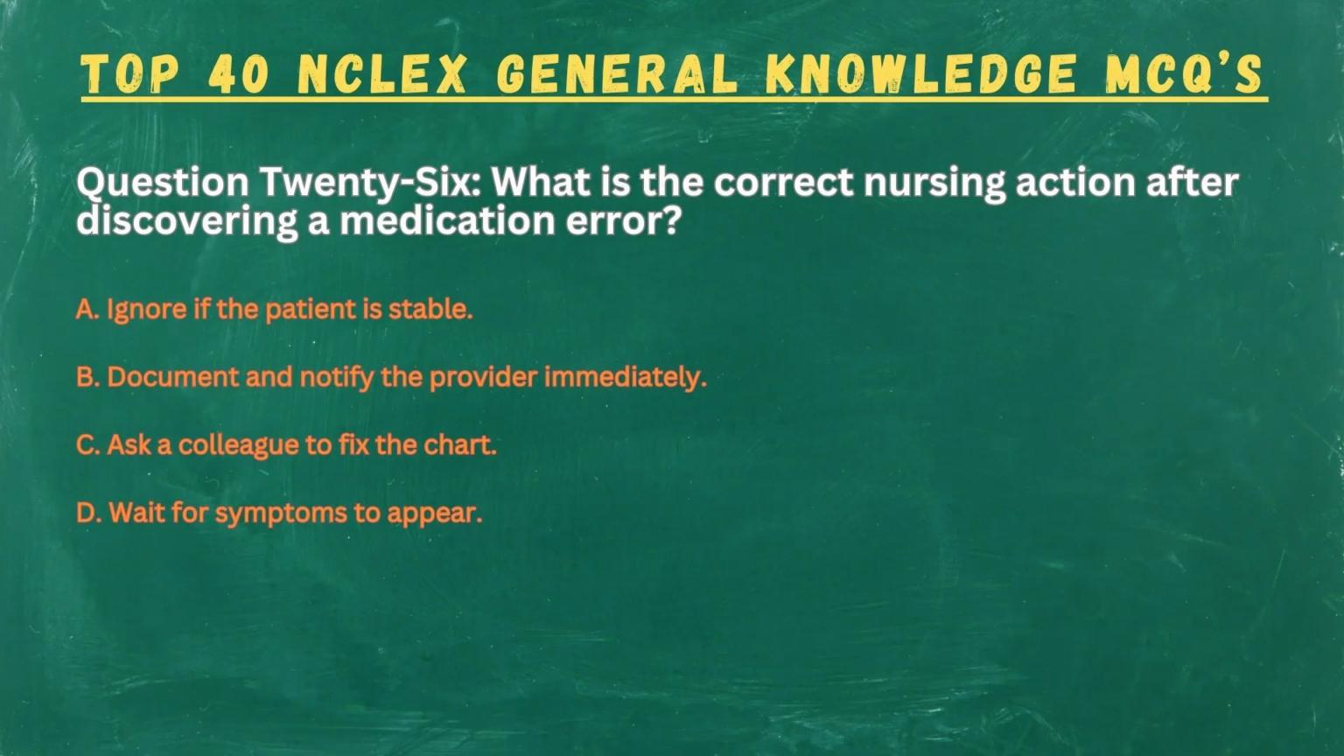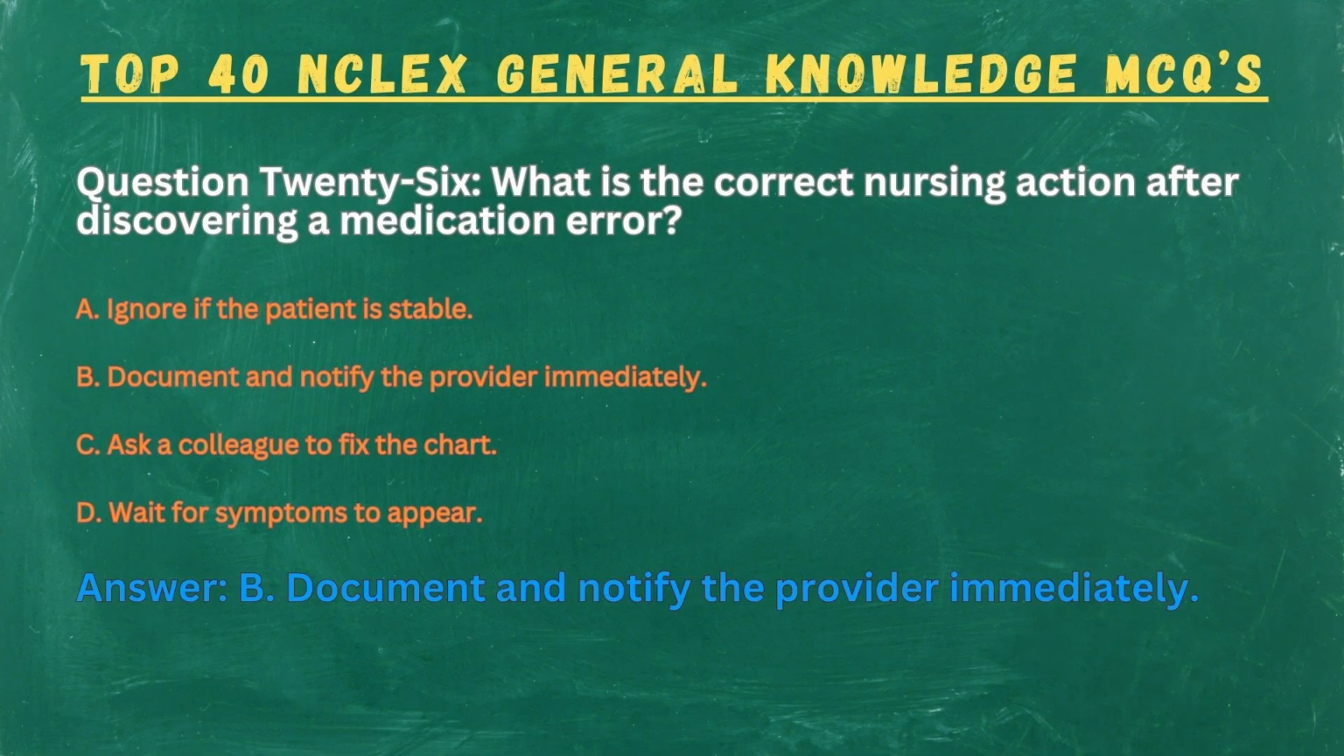Question 26. What is the correct nursing action after discovering a medication error? A. Ignore if the patient is stable. B. Document and notify the provider immediately. C. Ask a colleague to fix the chart. D. Wait for symptoms to appear.